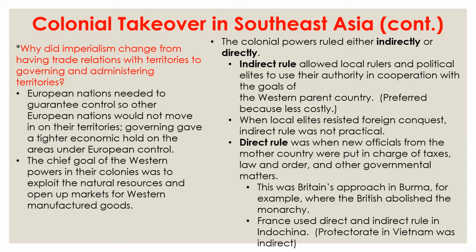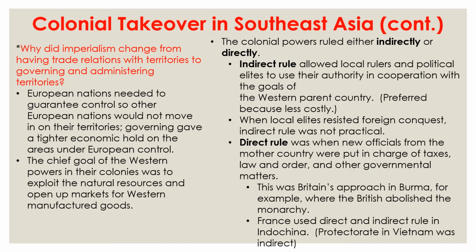First and foremost, European nations needed to guarantee control over areas so other European nations would not move in on their territories and take the raw materials that they needed for their industry. Governing these areas gave a tighter economic hold on the areas under European control. The chief goal of Western powers in their colonies ultimately was to exploit the natural resources there, as well as to try to open up new markets for Western manufactured goods.